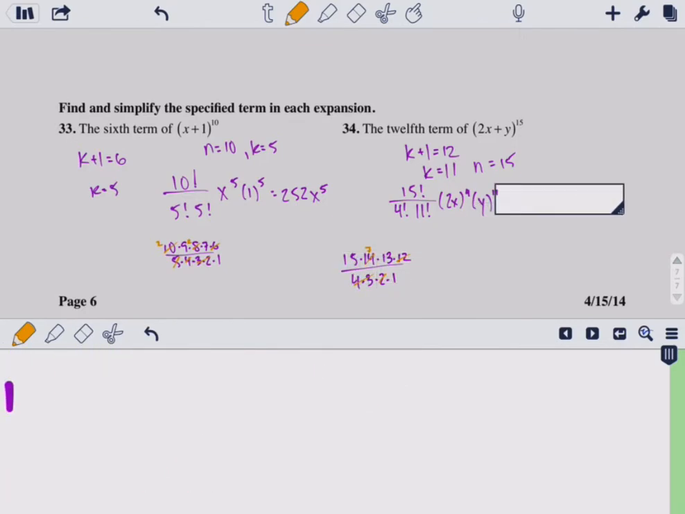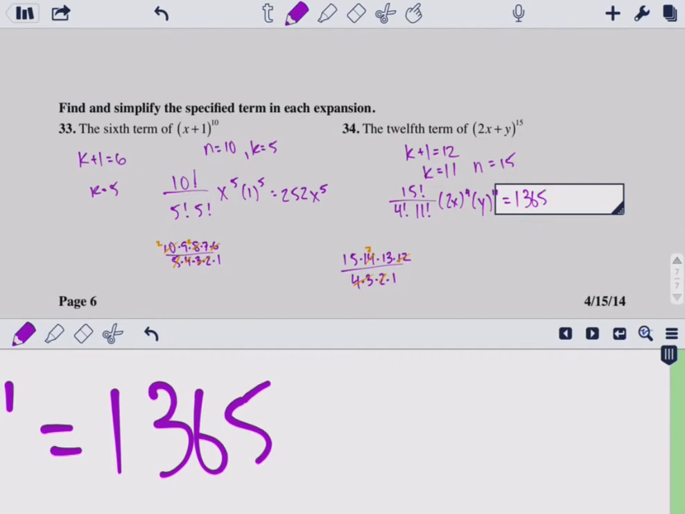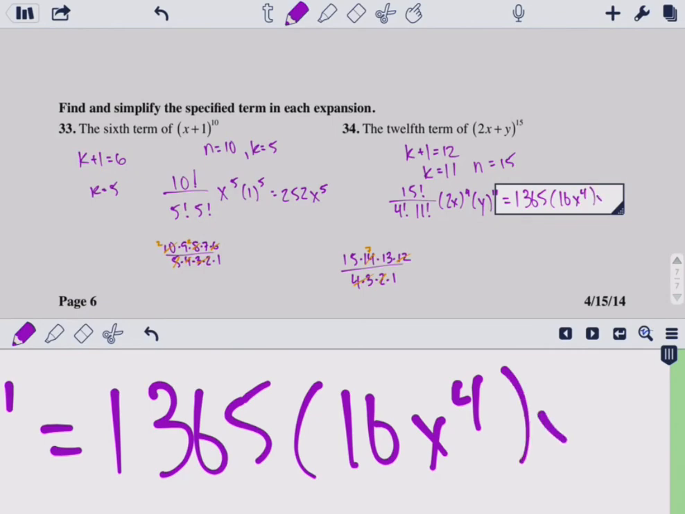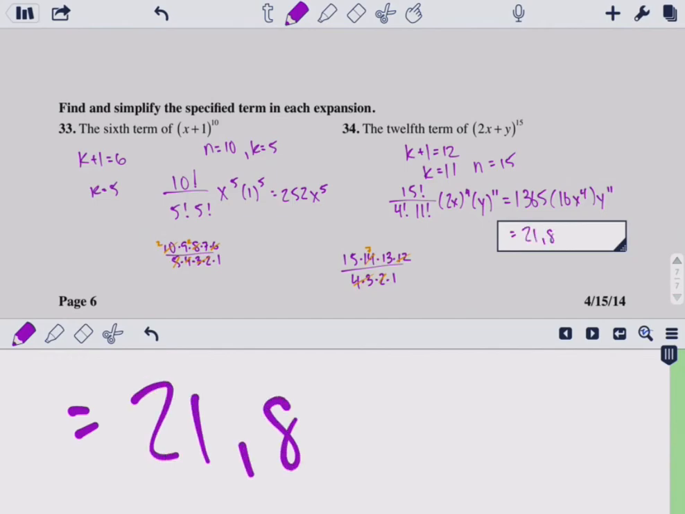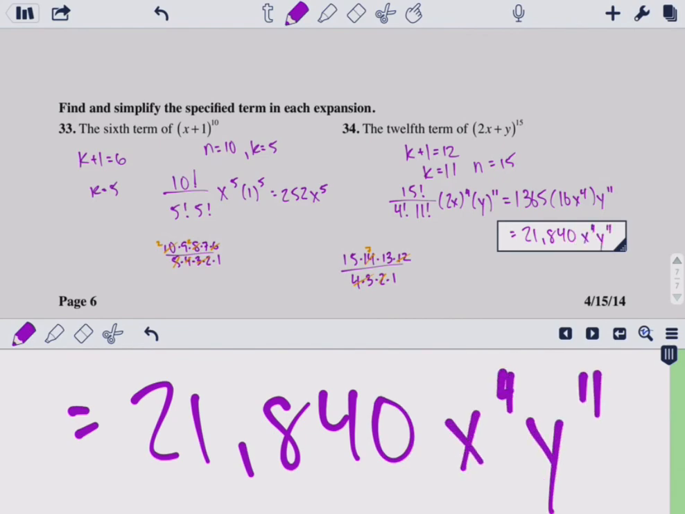So that is equal to 15 times 7 times 13. And I get 1,365 times 16x to the fourth, y to the 11th. And so multiply that times 16, and I get 21840 times x to the fourth, y to the 11th.